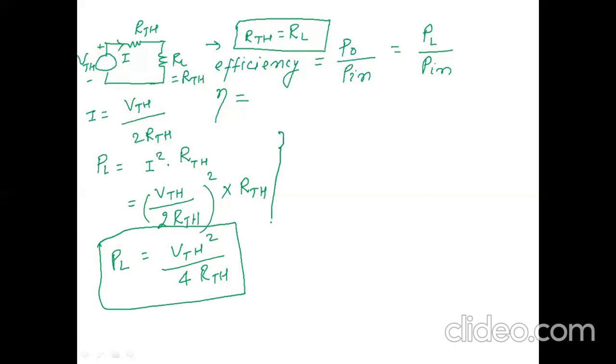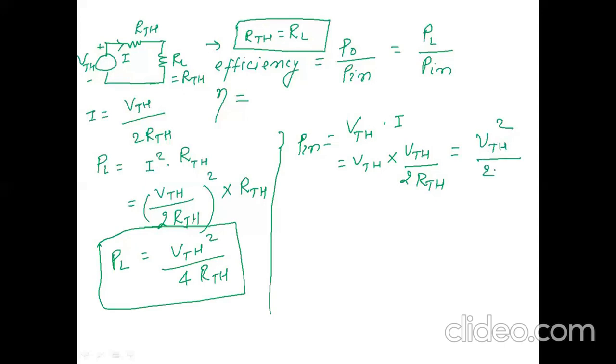Now we also need to find input power. So power input, P in, means this voltage multiplied by this current. So this voltage is VTH multiplied by current I, and what is the value of I? I is VTH by twice RTH. So it will be equal to VTH square divided by twice RTH. Now this is input power, this is output power.